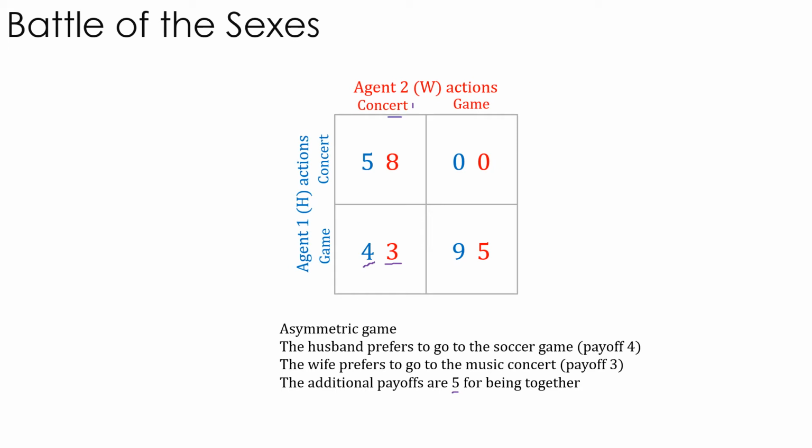So if both attend the concert, for example, the husband doesn't like the concert, but since he's together with his wife, he gets a payoff of 5 nevertheless, and the wife gets a payoff of 3 for being at the concert, plus 5 for being with her spouse. There are two Nash equilibria for this game, which are shown.